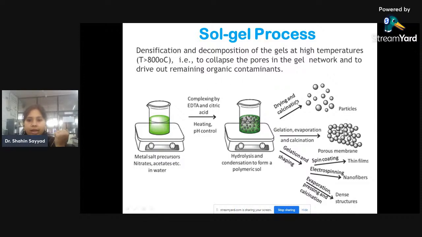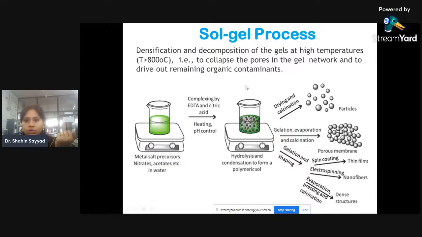Okay, if you are directly drying and calcining this sol and gel that formed, the polymeric sol, you get a particle like this. If you are giving a time of gelation, this gel aging time and evaporation at low temperature, and then you calcine it, then you get the porous membrane. And if you are giving a time of proper gelation and shaping, and if you are using the spin coating method, then they form the thin film. If you are using the electrospinning method, they form the nanofibers, or you can get a dense structure.